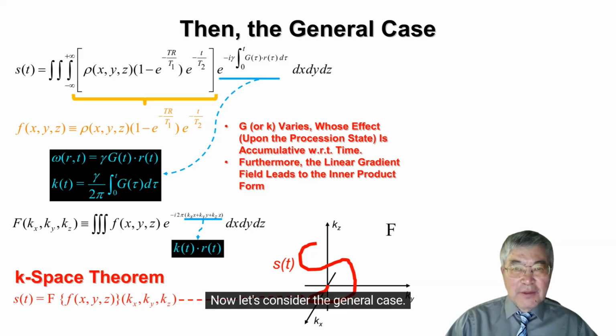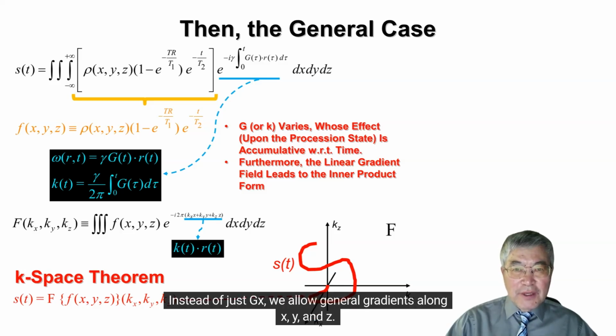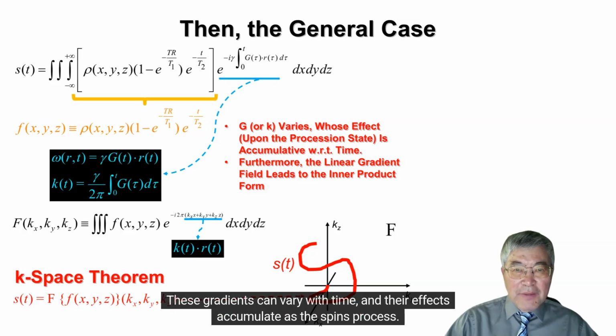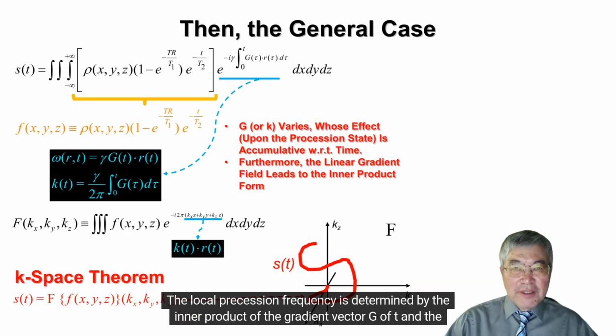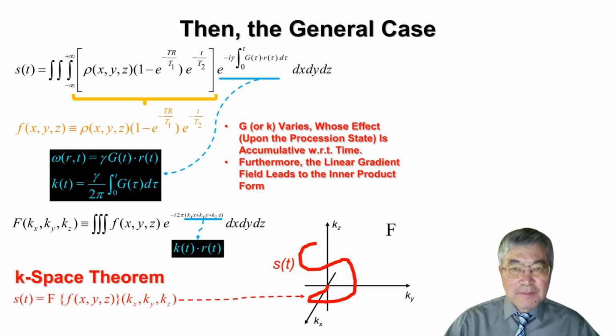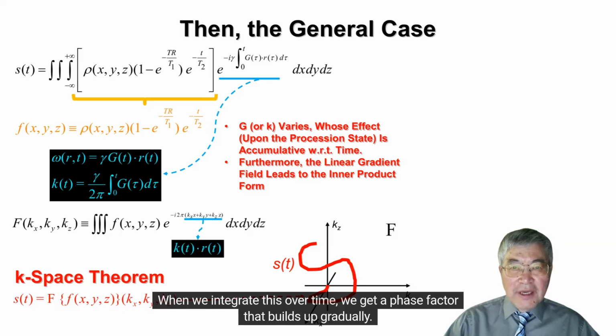Now let's consider the general case. Instead of just GX, we allow general gradients along X, Y, and Z. These gradients can vary with time and their effects accumulate as the spins precess. The local precession frequency is determined by the inner product of the gradient vector g of t and the position vector r. When we integrate this over time, we get a phase factor that builds up gradually.